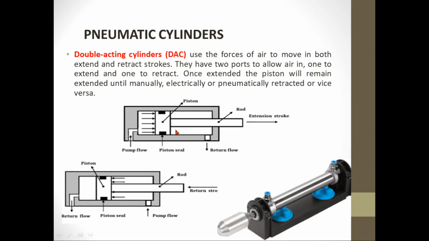So try to look at it in this position. The remaining air here will be exhausted or released at this port, thereby allowing the cylinder to move forward. And when the cylinder is retracted, this port here will be used as the air entrance, and then this port here will be used as an exhaust point.